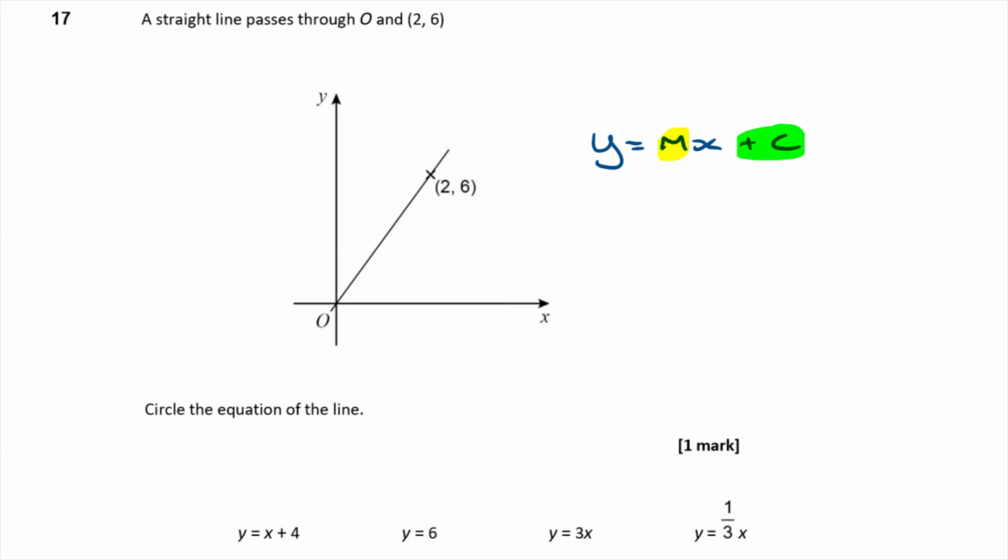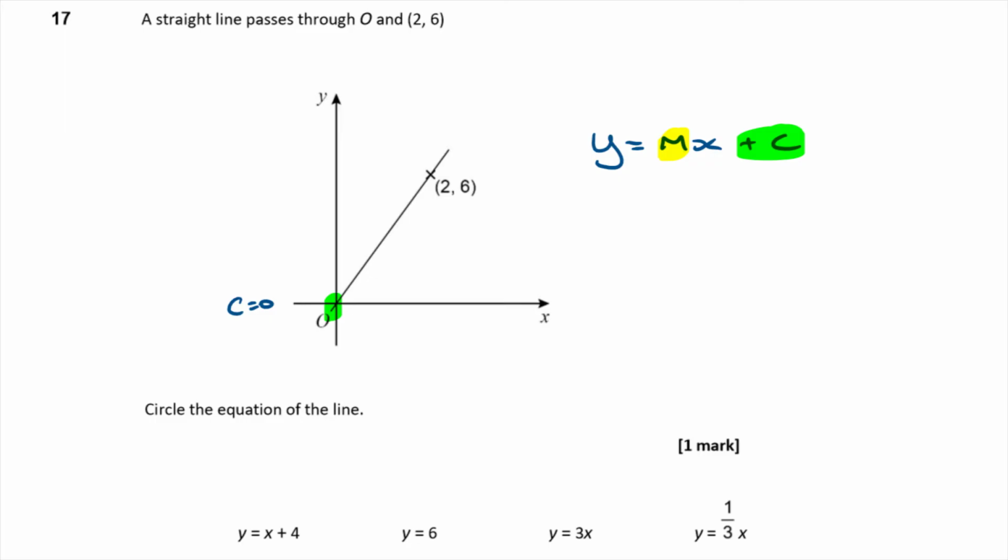Now the y-intercept is where the line crosses the y-axis, which is down there, isn't it? So I can see what c is. c is 0. So this bit is going to disappear and I'm just going to get y = mx. So what is m?